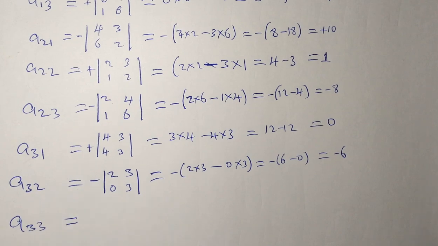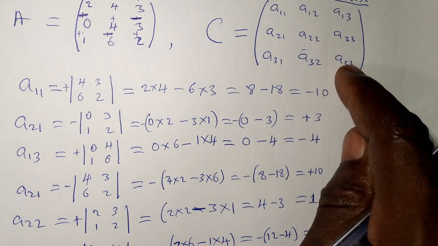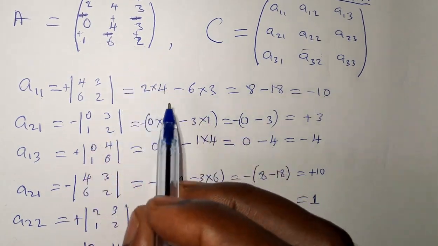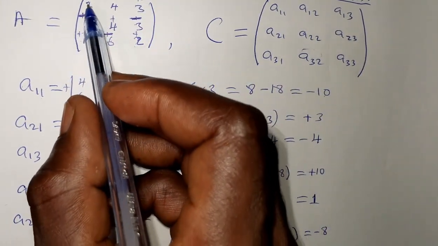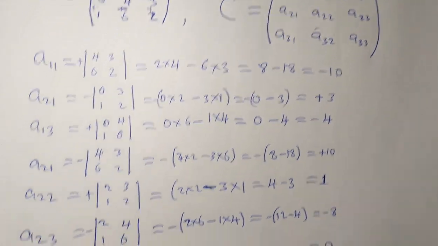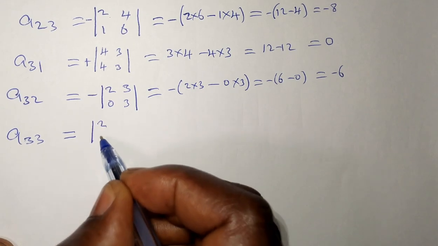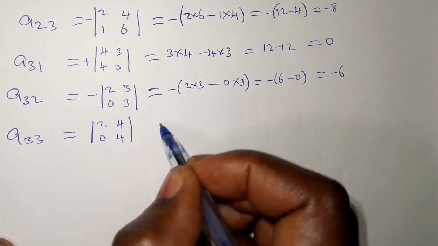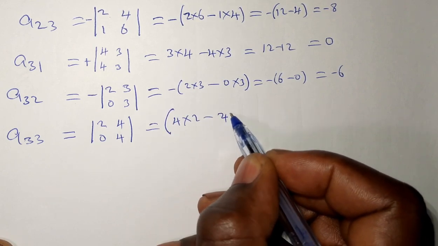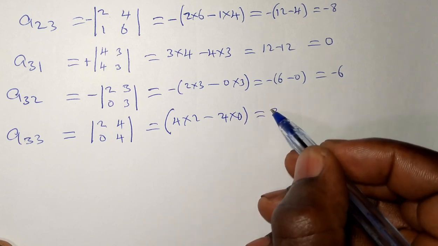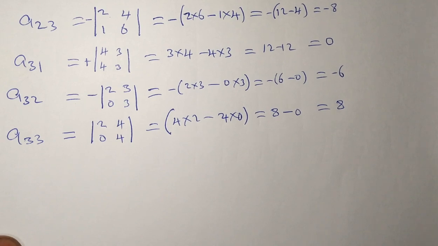Finally, we have A33 equals to. So this is this one, and then the position here is 2, and you can see it's plus. So since it is plus, when you kick this out and this out, you are left with 2044. Let's arrange this one here. 2044 is equals to open bracket, you have 4 times 2 minus 4 times 0, which is the same thing as 8 minus 0, and our answer is 8. So we have calculated all the cofactors.